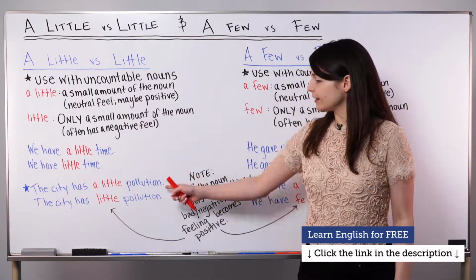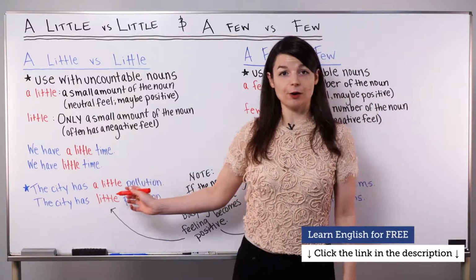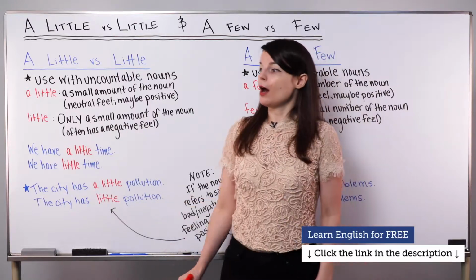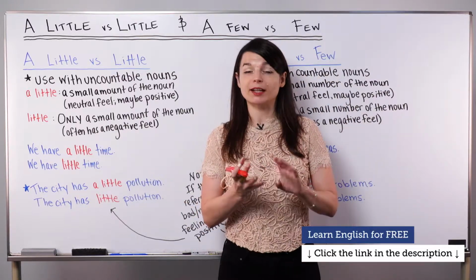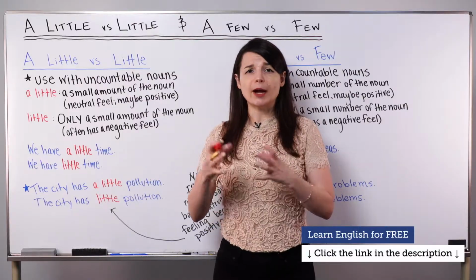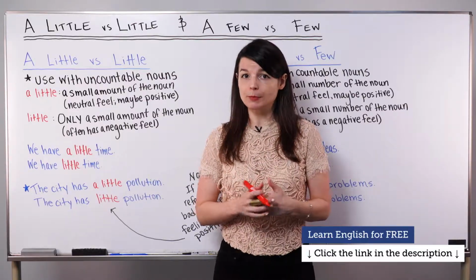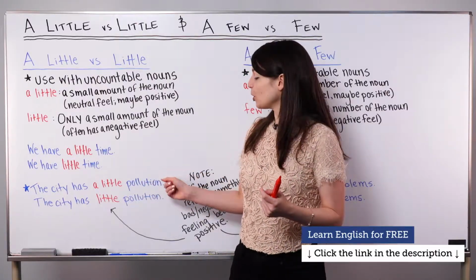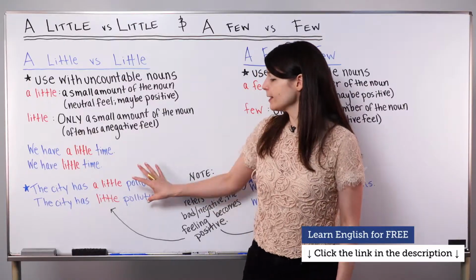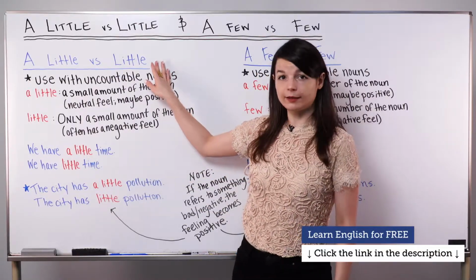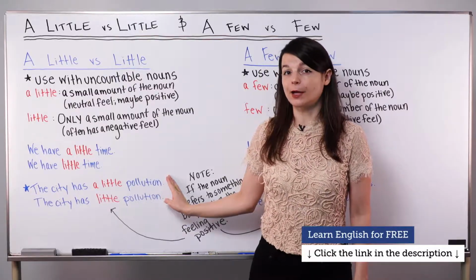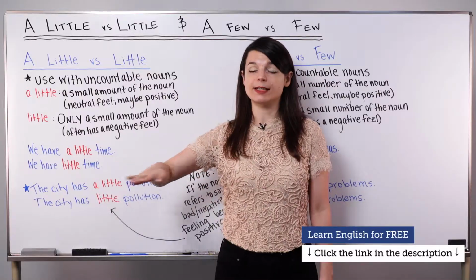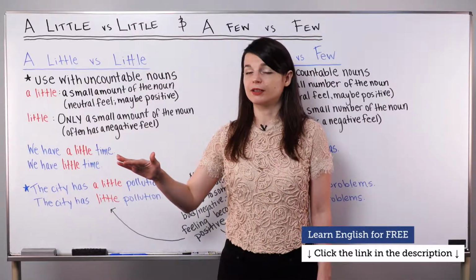So let's look at this pair first. In this case, my noun is pollution. Pollution means a dirty environment, like dirty water, dirty air, some kind of environment-related problems. So pollution is a bad thing in most cases, I think. If I want to make a sentence using little or a little, because pollution is an uncountable noun, I could say, the city has a little pollution. So that's a statement of fact. The city has a little pollution, yes.